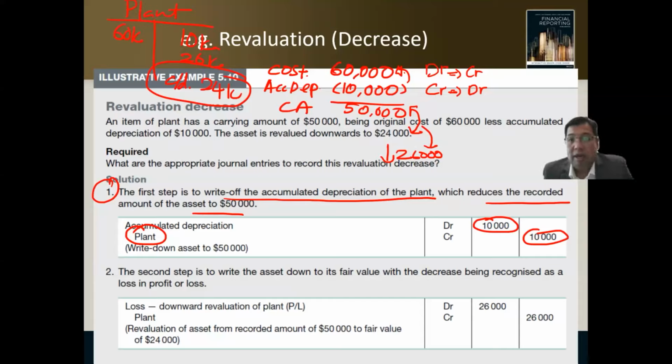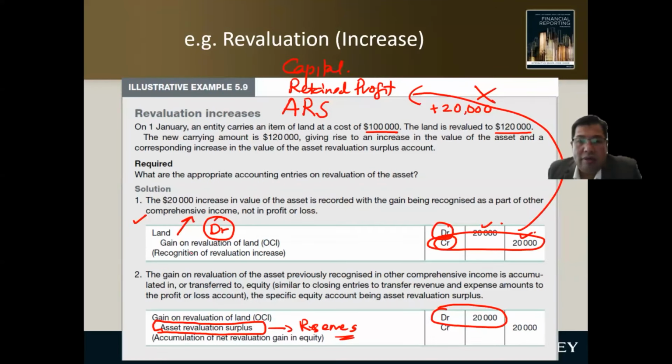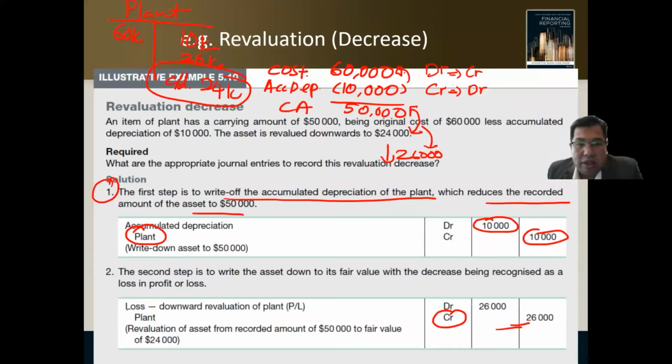So you need to credit the plant account by 26,000. I'm crediting my plant account here by 26,000. A reduction in value is known as loss, loss on revaluation. Previously it was gain on revaluation, not disposal. Gain on revaluation. This one is loss on revaluation. That is 26,000.